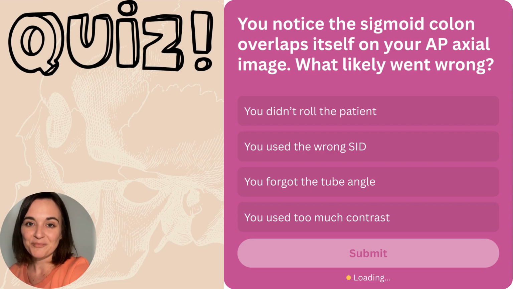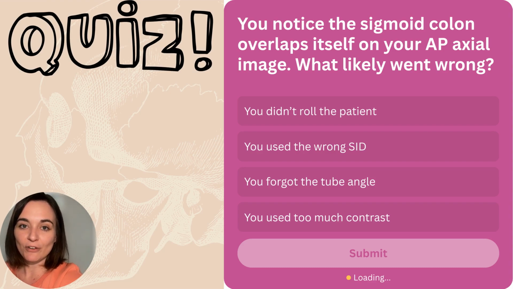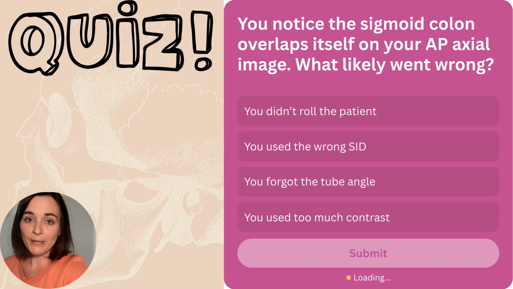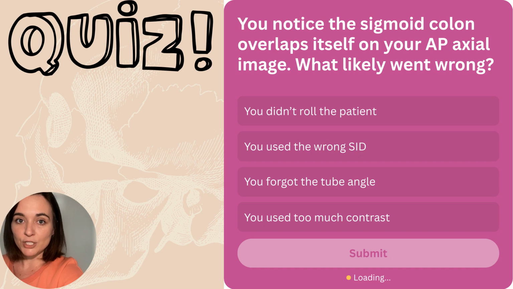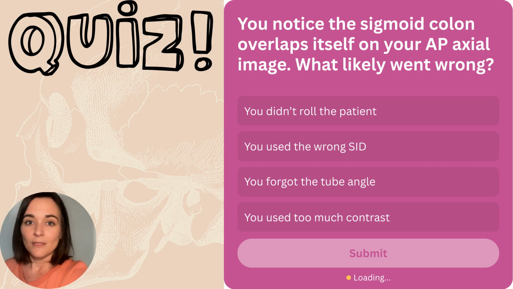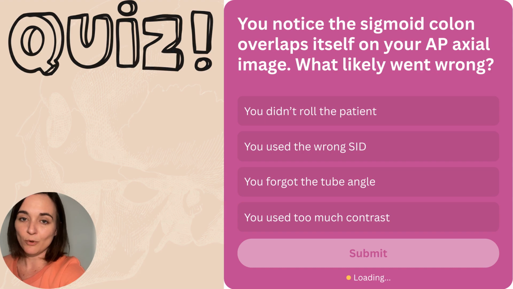Pop quiz break. You notice the sigmoid colon overlaps itself on the AP axial image. What's likely wrong? You didn't roll the patient, you used the wrong SID, you forgot the tube angle, you used too much contrast. The answer is you forgot the tube angle. Without proper angulation, 30 to 40 degrees cephalad or caudad, the sigmoid folds back on itself, making interpretation impossible.